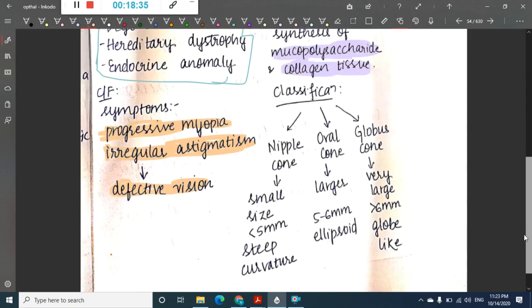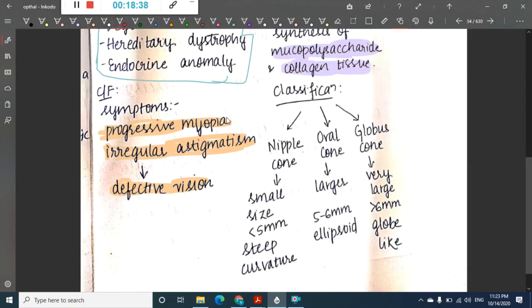Okay, then if you see the classification of keratoconus, keratoconus is of three types. One, we have nipple cone type. Second, we have oval cone type. Third, we have globus cone type.